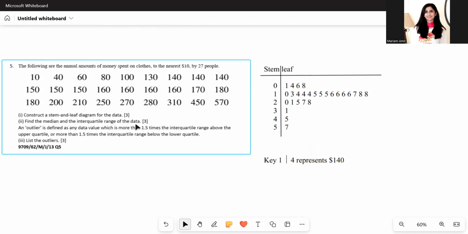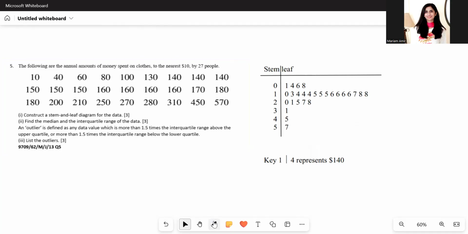Part two, find the median and interquartile range for the data. Okay, so we have 27 data values. The value in the middle will be the median. So for that, you do 27 plus 1 divided by 2, the 14th value. Let's look at the 14th value. 1, 2, 3, 4, 5, 6, 7, 8, 9, 10, 11, 12, 13, 14. This is the 14th value. So median is going to be $160.